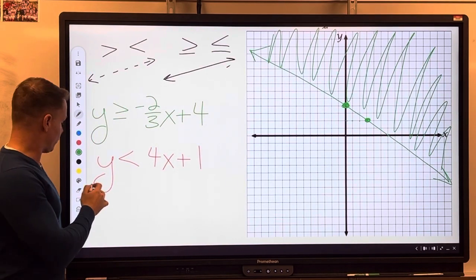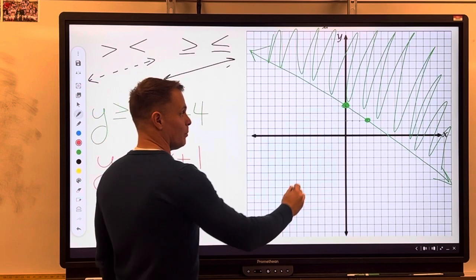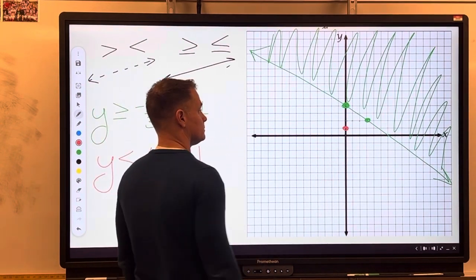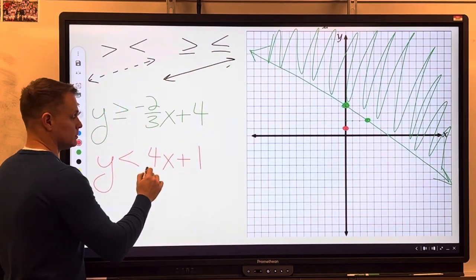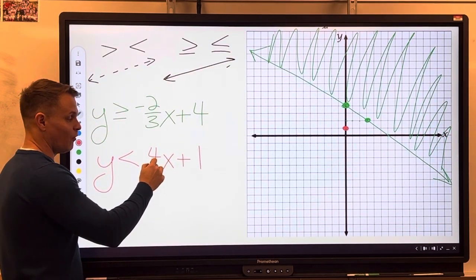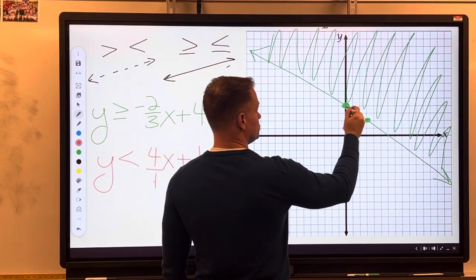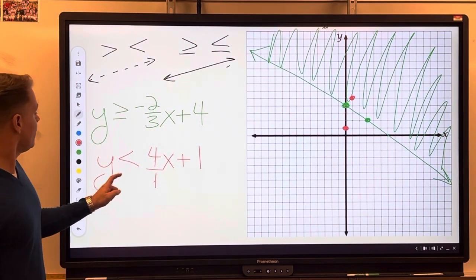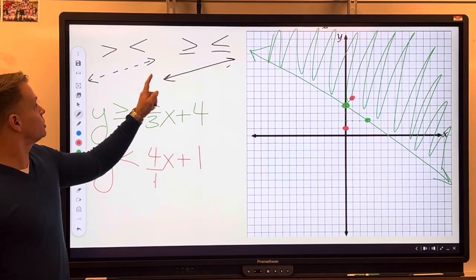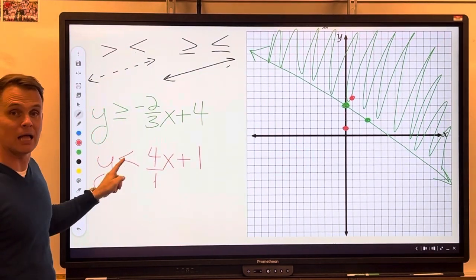Now let's take a look at the red one. The red one, the y-intercept is 1. So I go up to positive 1 on the y-axis. And then from there, I'm going to go up 4 and then 1 to the right. So 1, 2, 3, 4, 1 to the right. Is it a dotted line or a solid line? This looks like this one. These are dashed or dotted lines here.